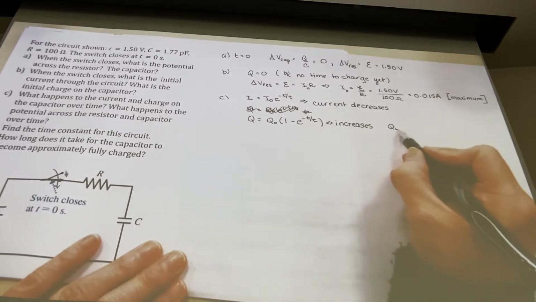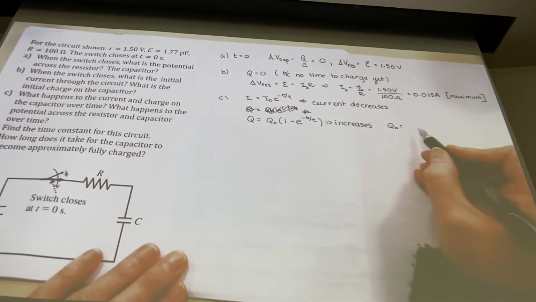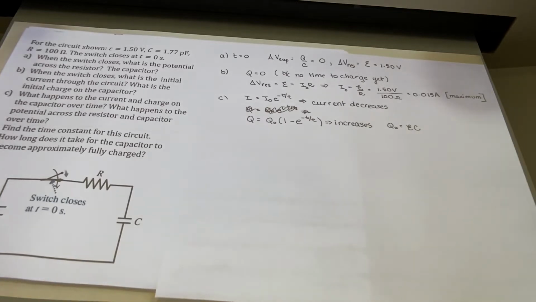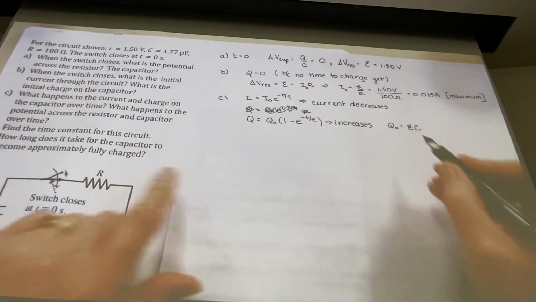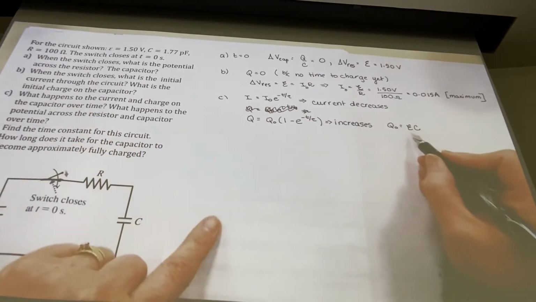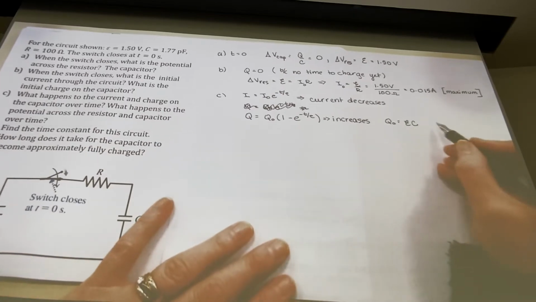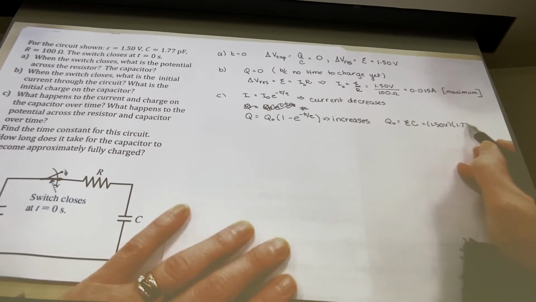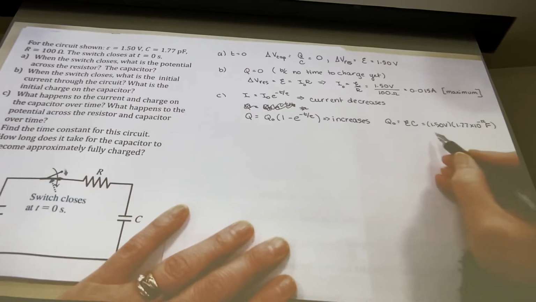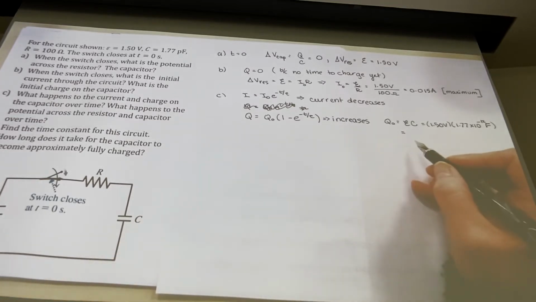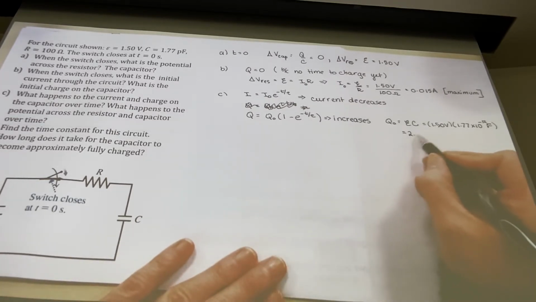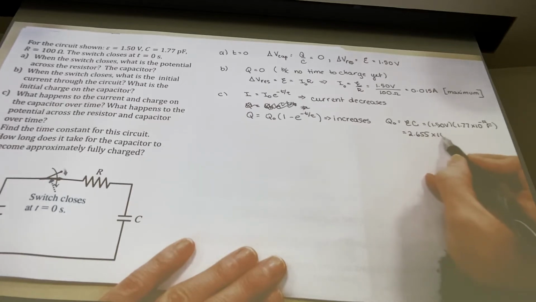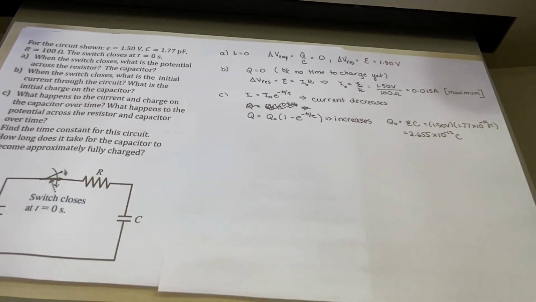Q0 is our maximum amount of charge that we might get, which is the EMF times the capacitance. We weren't asked for what the maximum charge is, but since we wrote down this equation, why don't we go ahead and figure out what that is? 1.50 volts times 1.77 times 10 to the minus 12 farads gives us a maximum possible charge on the capacitor plates of 2.655 times 10 to the minus 12 coulombs. So there's the maximum charge even though it didn't ask for it.